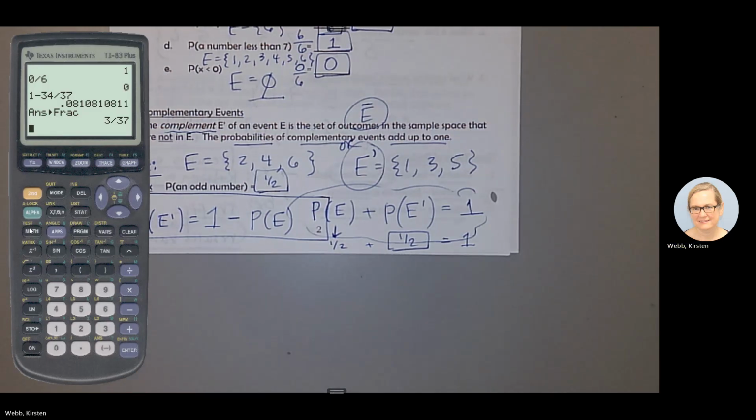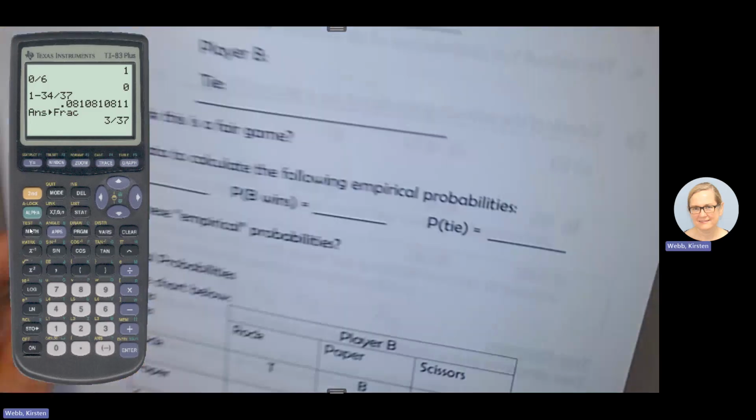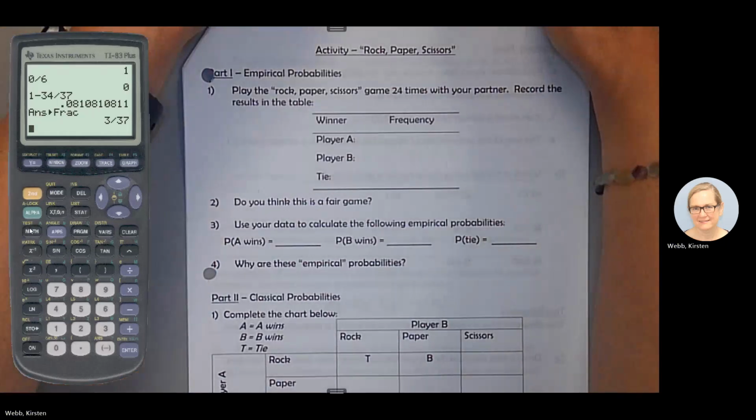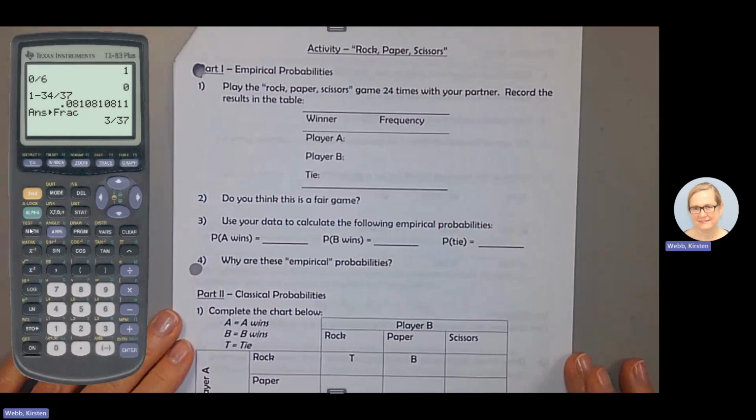Well, we'll keep that homework paper handy for later, and play a little game. Are we familiar with rock, paper, scissors? Never heard of it. Never heard of it? Well, your partner hopefully will be able to explain it to you.